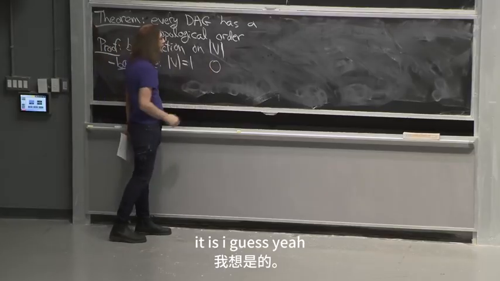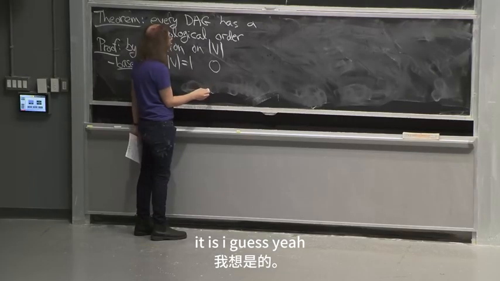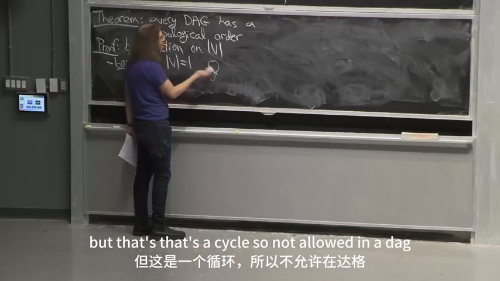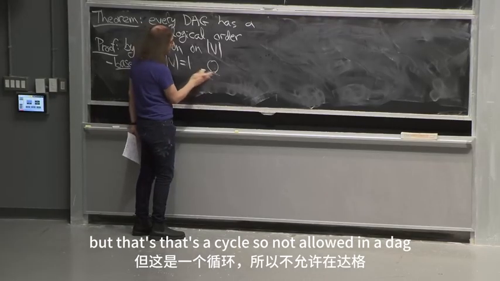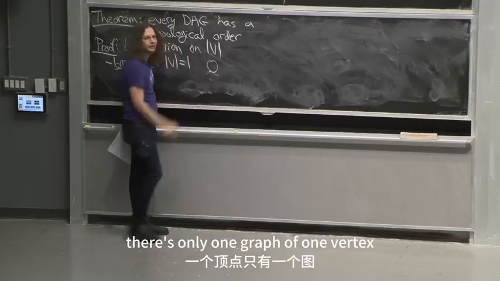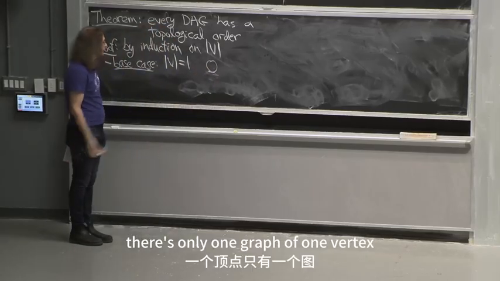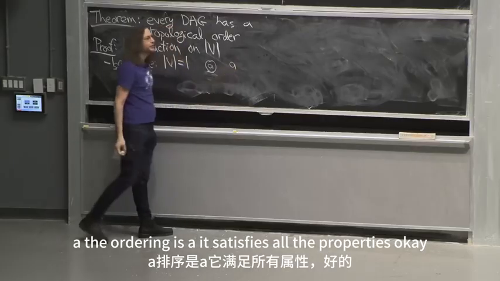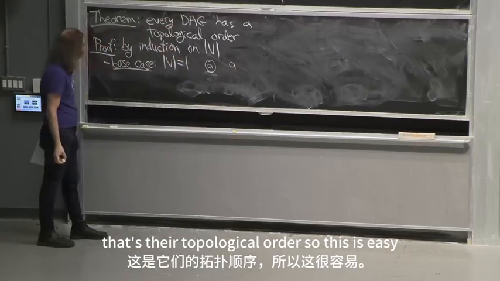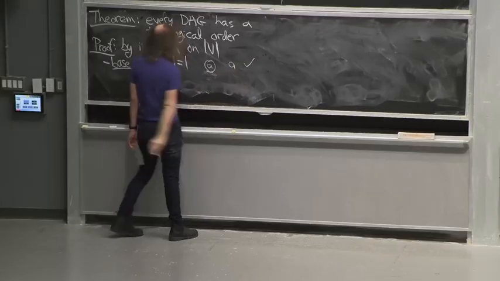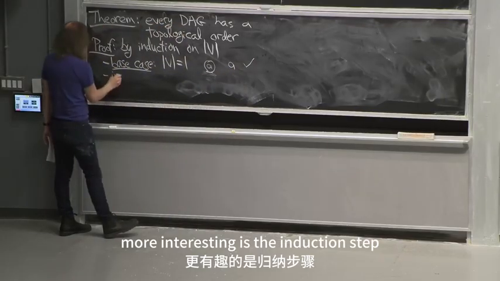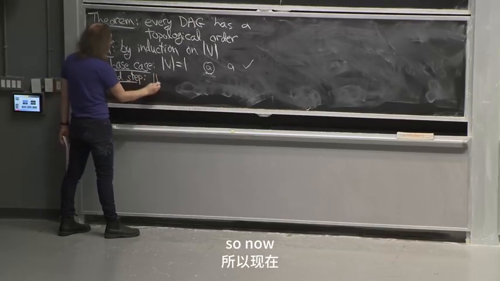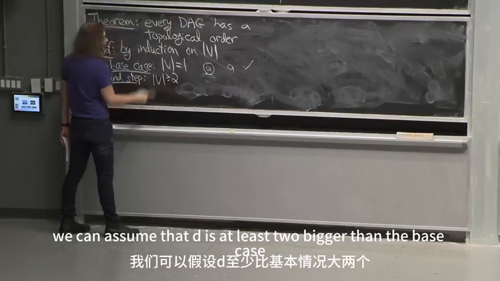So here it is. I guess, yeah, in a directed graph, you could have a loop here. But that's a cycle, so not allowed. In a DAG, there's only one graph of one vertex. It's that one. Let's call this A. The ordering is A. It satisfies all the properties. Okay, that's a topological order, so this is easy. More interesting is the induction step. So now we can assume that V is at least 2, bigger than the base case.